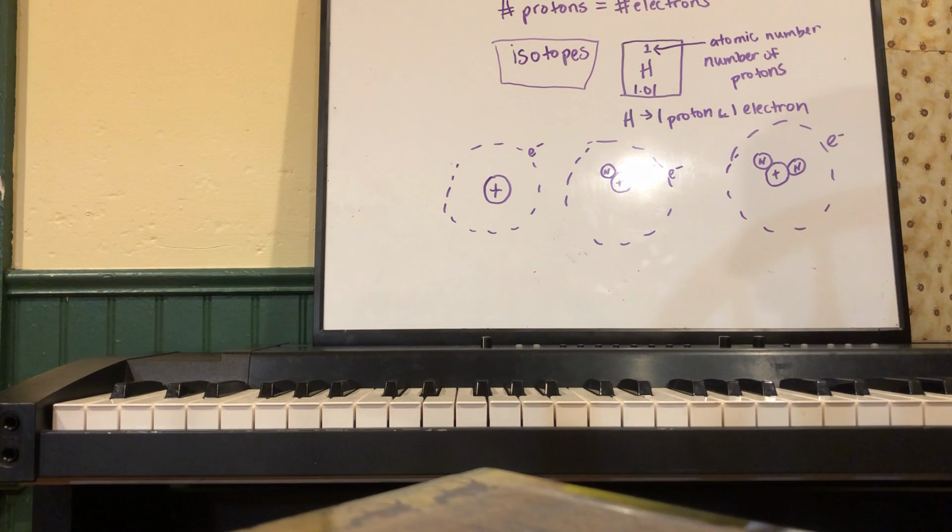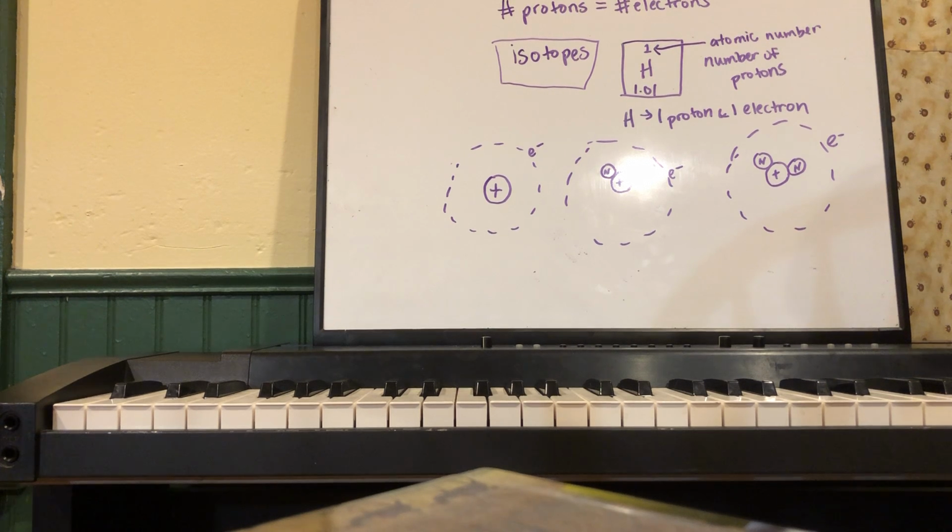The reason why is because electrons don't really weigh anything. I mean, they weigh something because they exist, but they don't weigh enough to make a difference. So we don't worry about the mass of the electrons. So electrons do not factor into mass number. Mass number is just the number of protons plus the number of neutrons, okay?